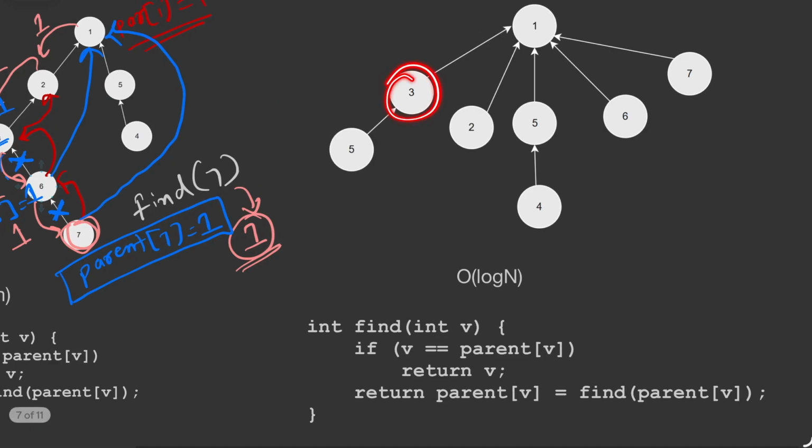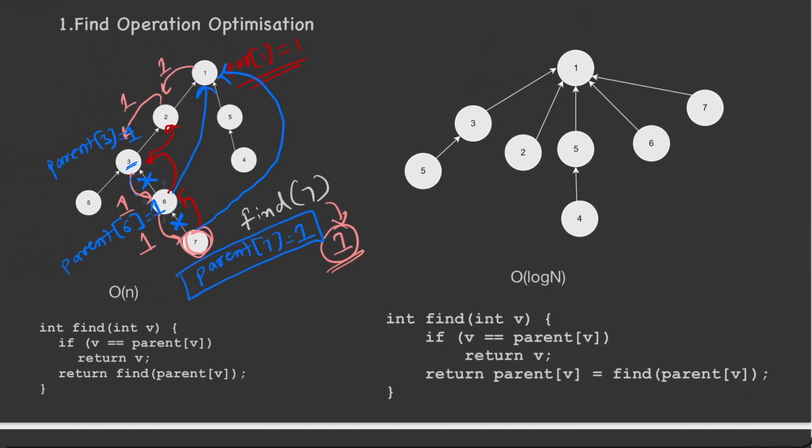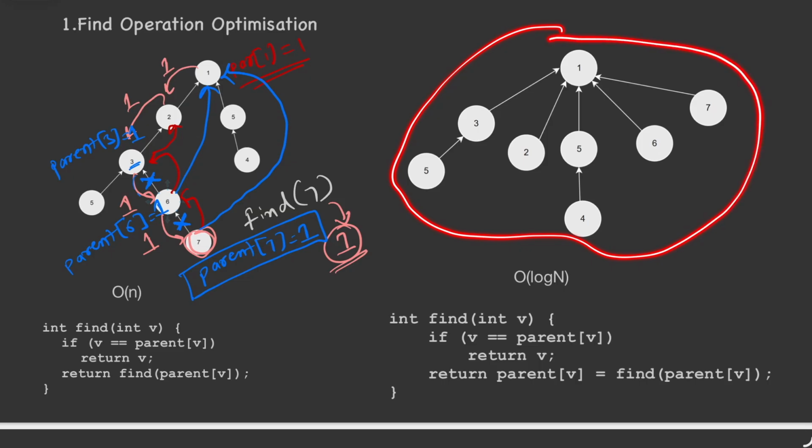See, parent of 3 has become 1, parent of 7 has become 1, parent of 6 has become 1, parent of 2 has become 1. See, we did not lose any information. Find only cares about the root, and union only cares about all the elements being present in that particular tree or in that particular set.